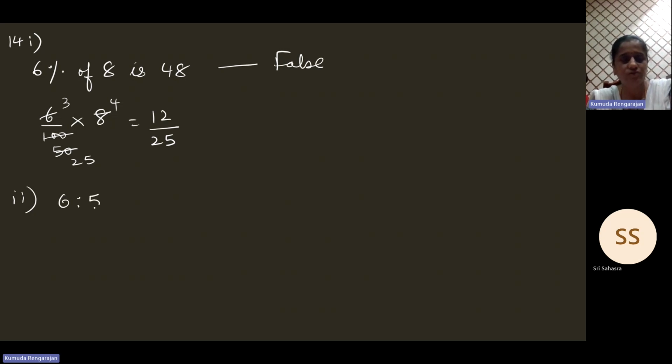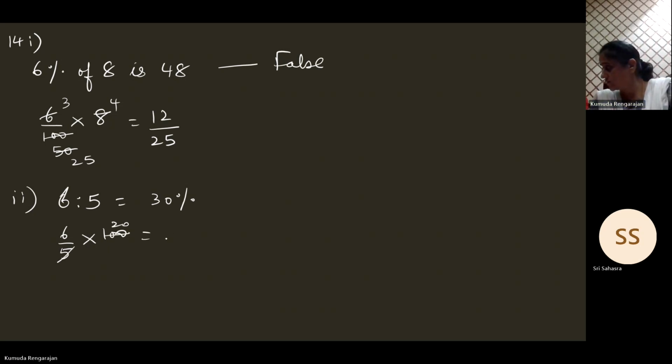Next, that next one also false. 6 is to 5 is equal to 30%. Okay, 6 is to 5 means 6 by 5. To convert a ratio to a percentage, multiply by 100. So it's what? 120%. So again, false.